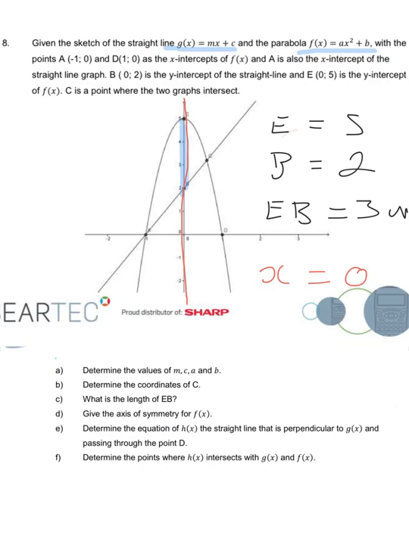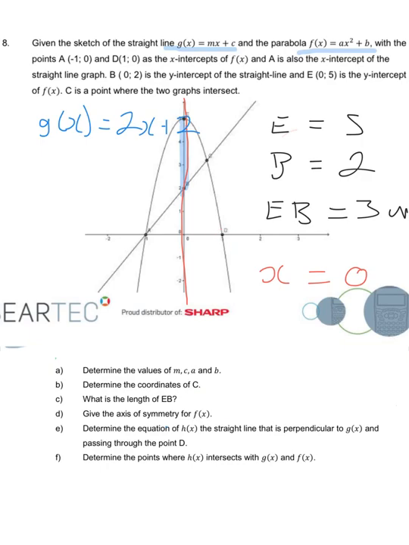The next question, determine the equation of H, the straight line that is perpendicular to G. So we already know from our previous slides that G of x is equal to 2x plus 2. Now what we've got to remember, in order to find this information, there's a key point here, which is this word here. Perpendicular means that it has the inverse gradient and it must pass through the point D. So that is the point that we've got to substitute in to solve.